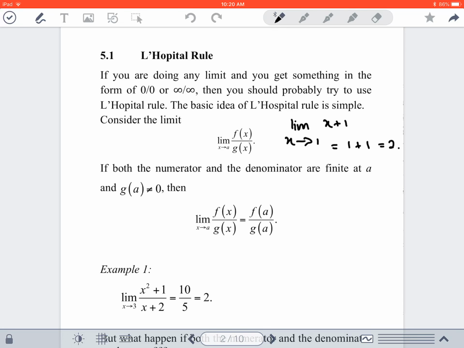So we just substitute. But sometimes there is a situation where we want to get the limit of x plus 1 over x minus 1, with x approaching 1.